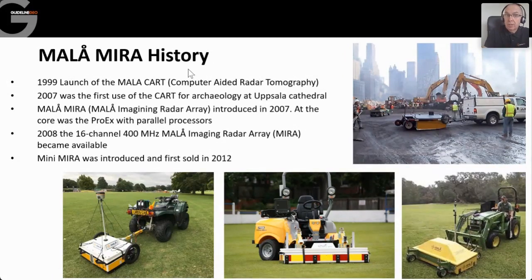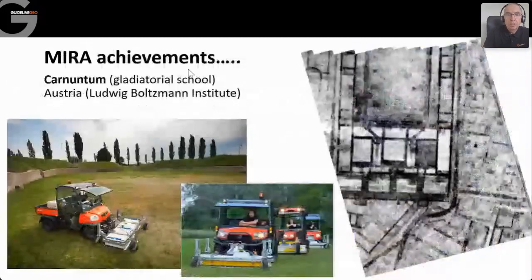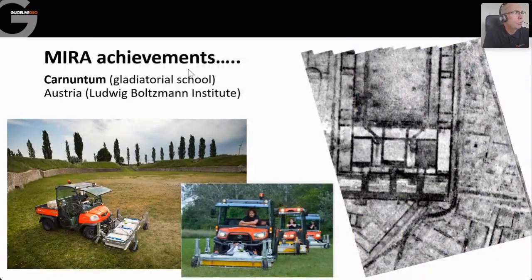And you can see it used there nice on the back of a quad bike. Some of the achievements along this way in this history we can talk about. One of the big ones, and this is one of the first Mira outings, was off down into Austria, and it went off to map out the gladiatorial school in Carnuntum. And that was in work with the Ludwig Boltzmann Institute in Austria, and they went on to map extensive areas of Carnuntum. They also went on to map some other really big places of interest. They went on to buy multiple systems that were used predominantly around Europe.